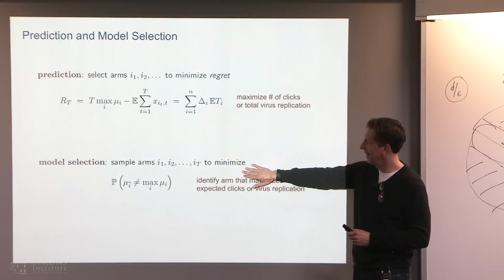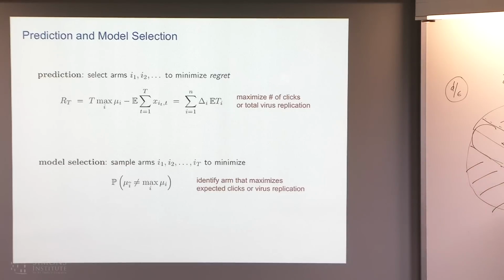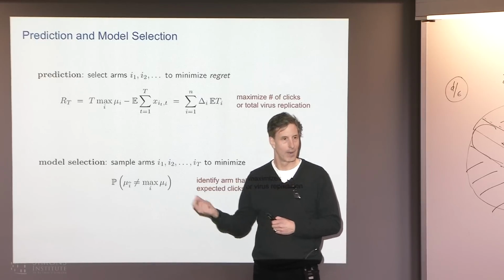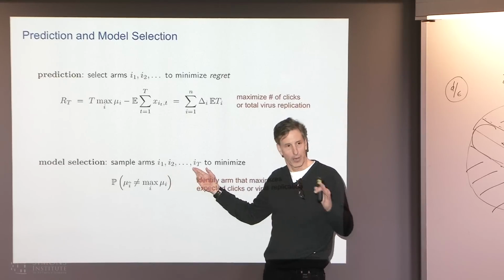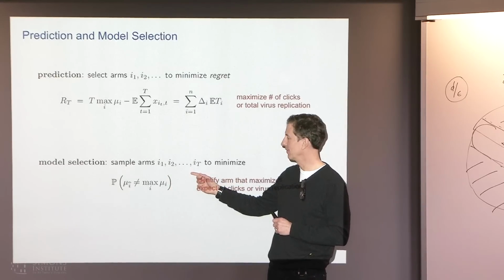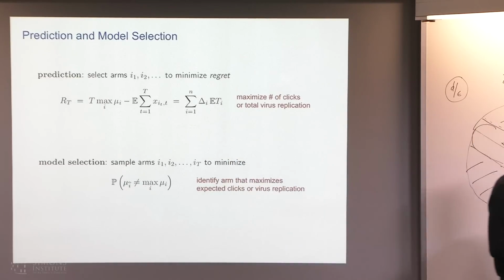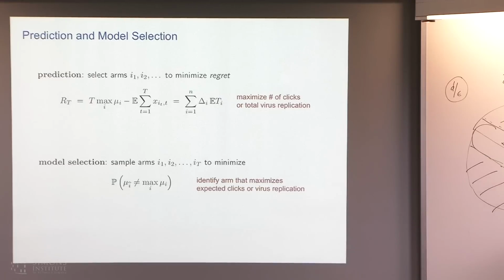The other problem that you could think about in this context is more of a model selection problem, where you're not just trying to maximize your rewards, but you're actually trying to identify which arm is giving you the largest reward. And so here you'd like to do something more like pure exploration, maybe choose a sequence of arms in order to identify as quickly as possible which arm has the best average reward. So identify the arm that maximizes expected clicks or that maximizes virus replication, which would be, in that virus replication example, identifying the gene that is most important in the virus replication process.